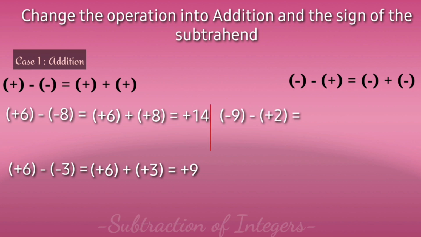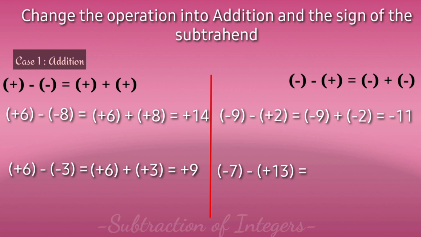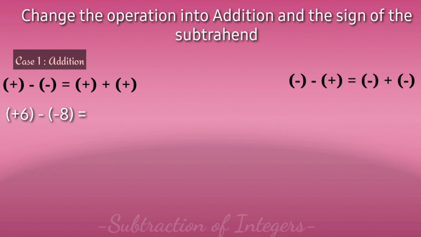Another example, negative 9 minus positive 2 is equal to negative 9 plus negative 2. So we add numbers that have the same sign, which is negative. So 9 plus 2 is 11, and copy the sign of the both numbers. It's negative. So the answer is negative 11. Last example, negative 7 minus positive 13. So same procedure, negative 7 plus negative 13. So the answer is negative 20.